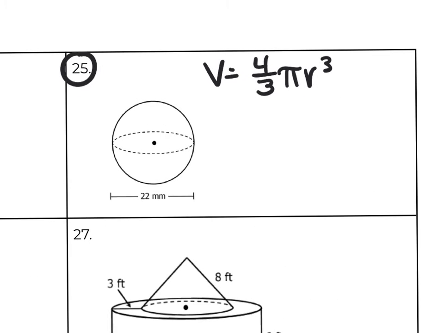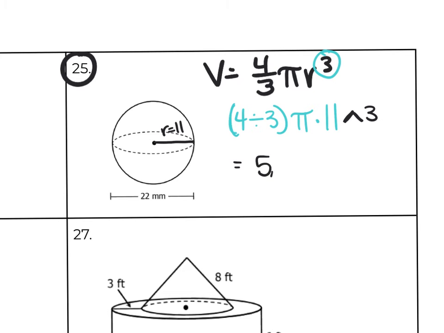Okay, 25 is a sphere, and they do only give us the diameter, so half that, the radius is 11. So remember, same thing with 4/3, I can do parentheses 4 divided by 3. Make sure you use the pi symbol, not 3.14. And then on volume of a sphere, it is cubed instead of squared. So to get that on the calculator, you do 11 and the little caret and 3, and that'll give you an exponent of 3. Okay, so I got 5,575.3.